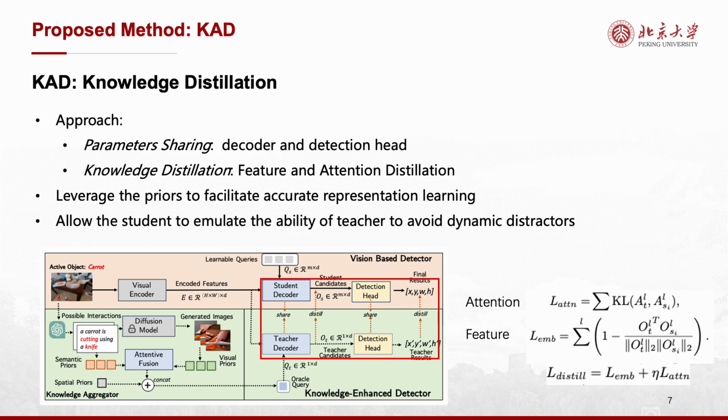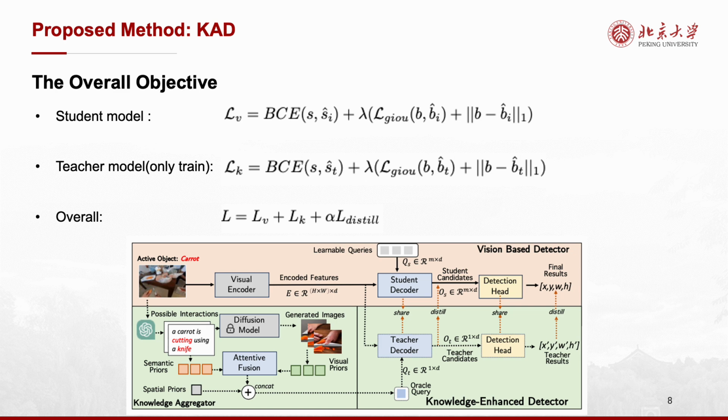The teacher model leverages the priors to facilitate accurate representation learning. However, the active object in the input image during testing is unknown, and it is also difficult to obtain the relevant prior knowledge. As a solution, we propose a distillation strategy that uses a plain detector as student, using learnable queries to mimic the attention and intermediate outputs in a teacher detector using priors. The module contains 2 parts: model parameter sharing, and distillation on features and attention. Apart from distillation losses, the teacher and student will also optimize their predicted categories and bounding boxes using the detection loss function. Therefore, the loss function of the entire framework includes 3 parts: student model, teacher model, and distillation module.